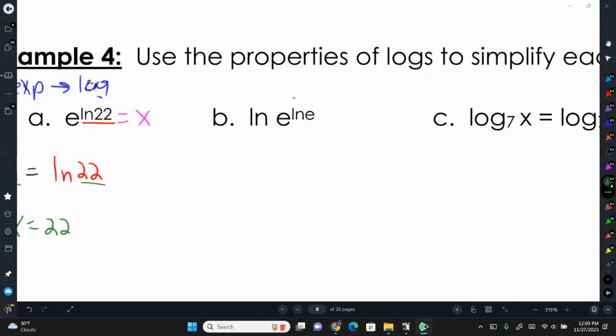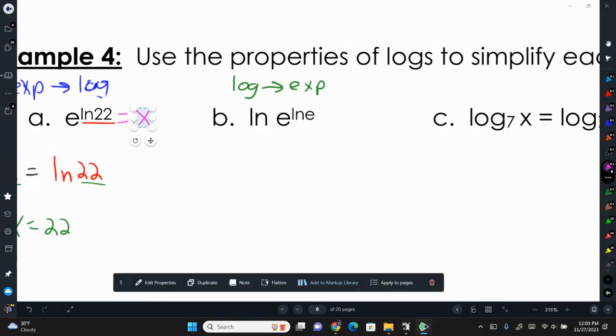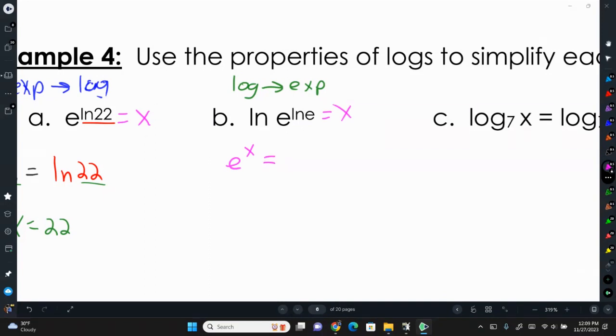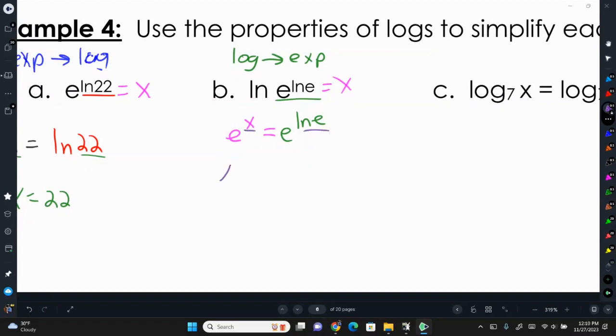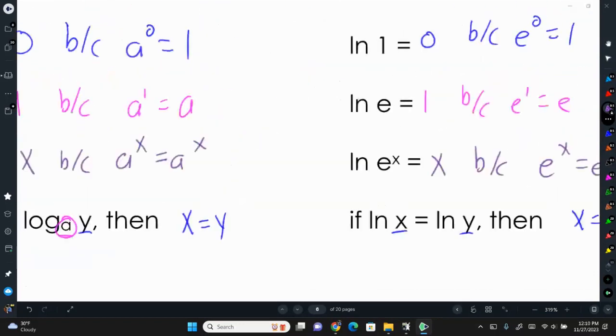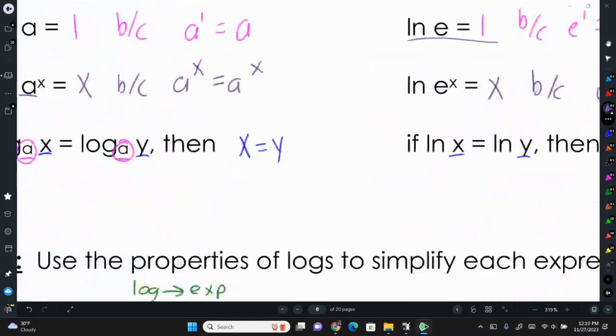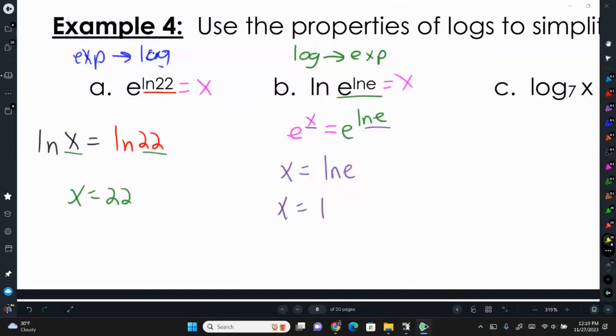Now, letter B, we have the natural log of e to the ln of e power. This is a log because we have, at first, a log of something, but then that something is raised to a power. So then we're going to rewrite this in exponent form. Remember, the natural log, or ln, is log base e. So e raised to the x power equals the other stuff, e to the natural log of e. Since our bases are both e, then we know x is equal to the natural log of e, which we know from up here is 1. So then x is going to equal 1 because the natural log of e is equal to 1.